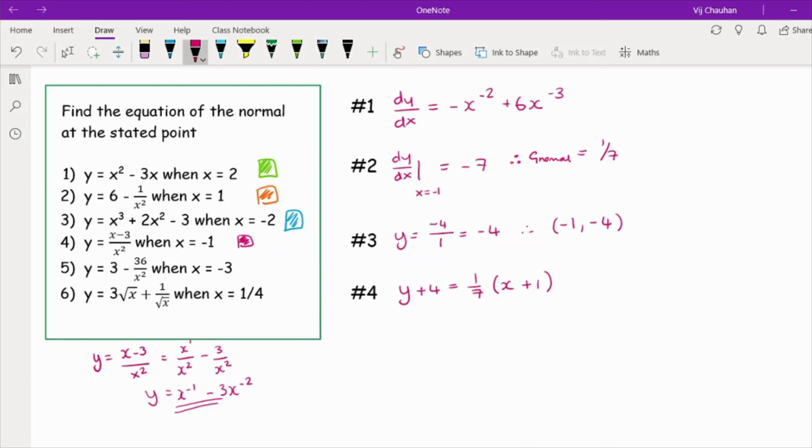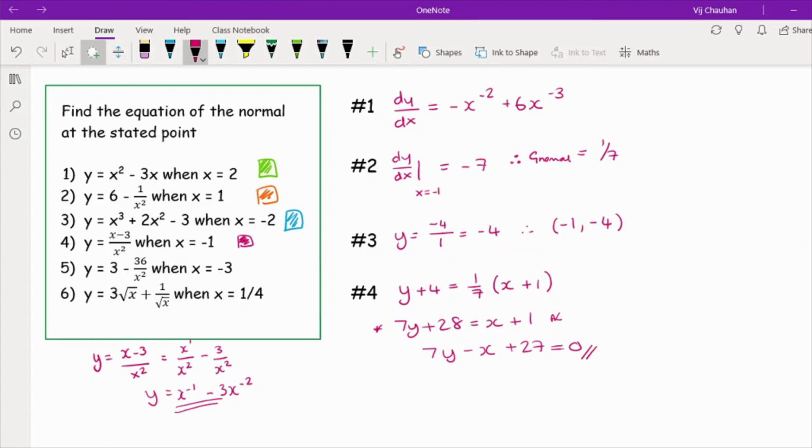And then again, taking the 7 across, I get 7y plus 28 equals x plus 1. And then you can rewrite this in any sort of shape or form. Let's just go for 7y minus x plus 27 equals 0. And there is one possible way of writing your final answer.